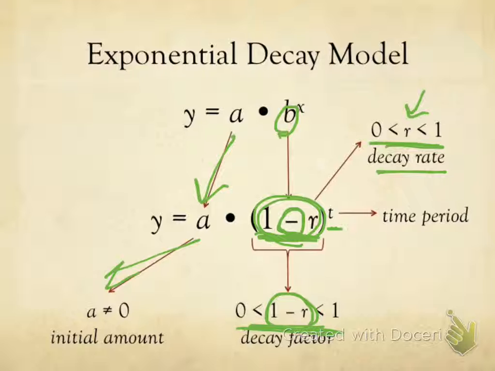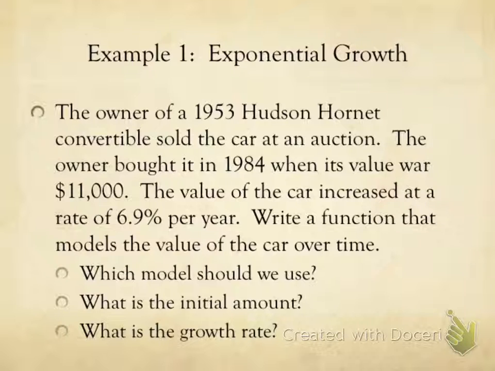So let's take a look at a couple of quick examples. In this example, it says the owner of a 1953 Hudson Hornet convertible sold the car at an auction. The owner bought this car in 1984 when its value was, sorry about there, typo there, when it was $11,000.